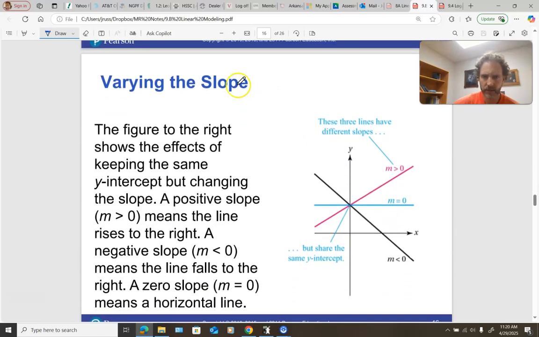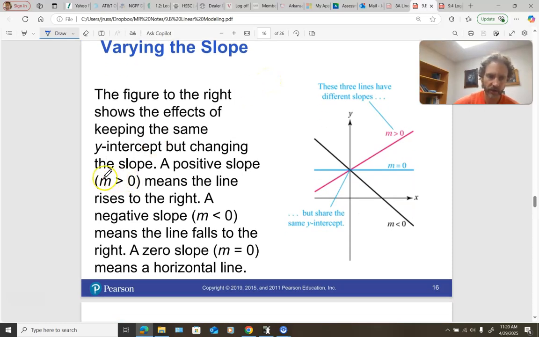So what happens when the slope varies? Well, we've talked about this. Okay. So if m, which represents the slope or the rate of change, is greater than 0, that means that it's positive. And so you get a line like this one in red. It's going uphill. Because that just means for increases in your value of x, you get increases in your dependent variable, and that causes the line to go uphill.